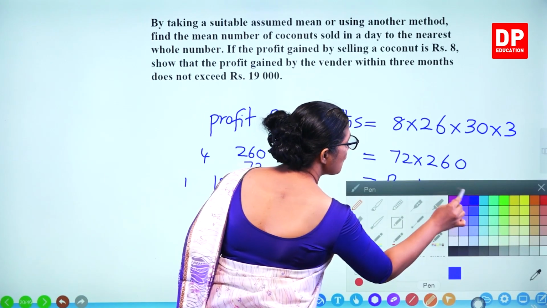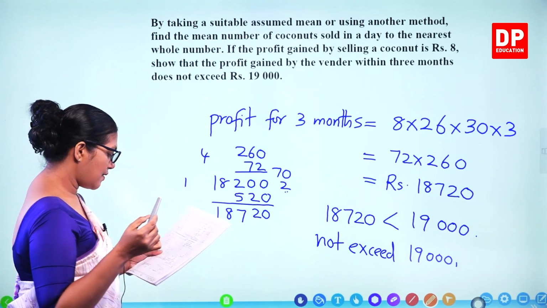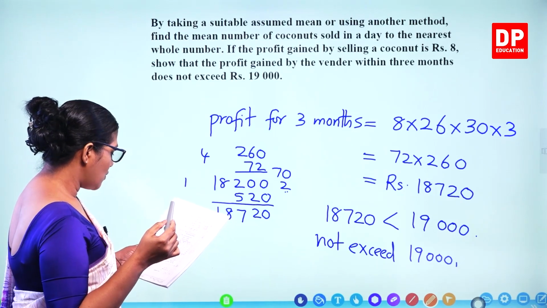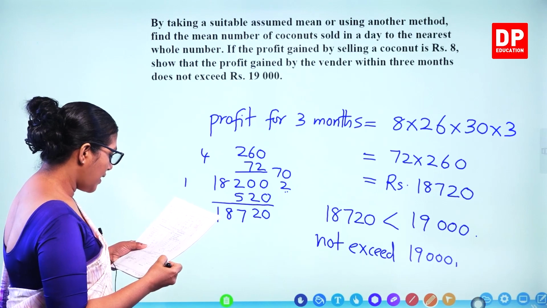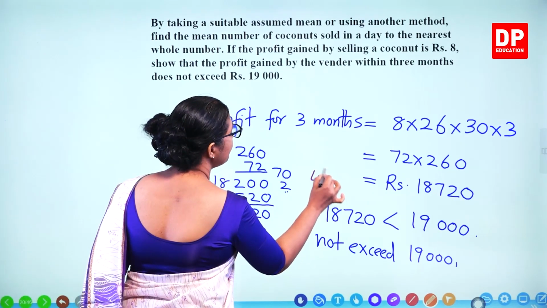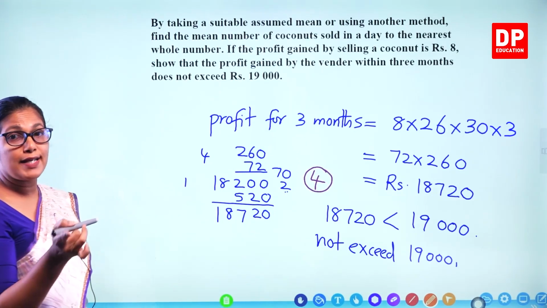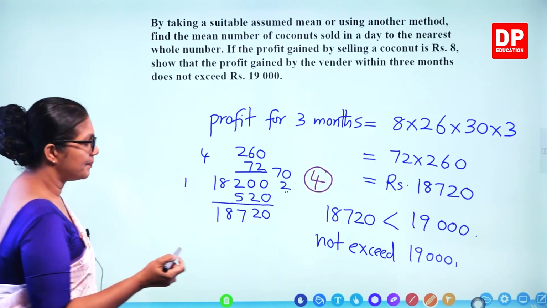So how many marks for this part? 18,720 is correct, so this is less than that. So for the final part you get 4 marks. Earlier 6 marks for finding the mean. So this is 4, altogether 10 marks.